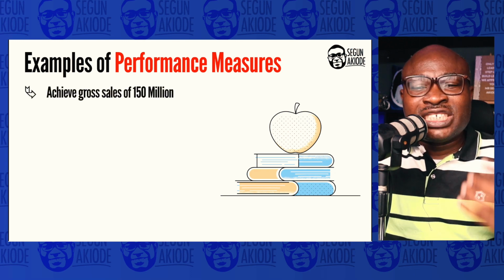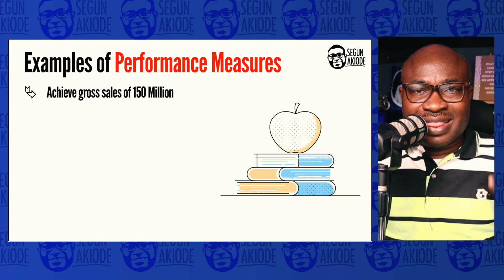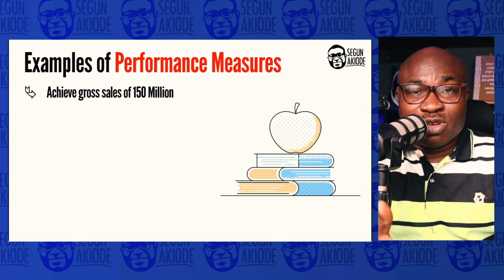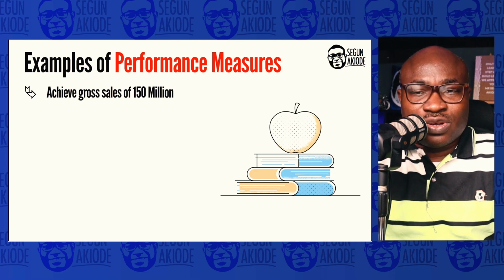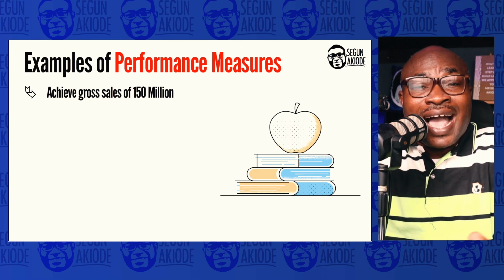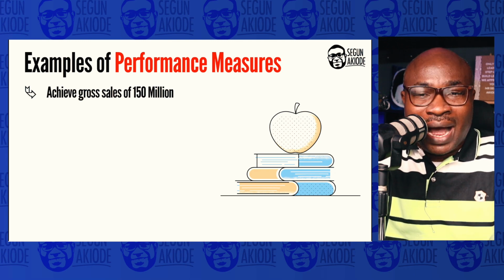Number 1, achieve gross sales of 150 million. That's been defined in terms of the amount or the quantity that must be achieved. It's a sales figure. Achieve gross sales of 150 million. Then to make it more specific, you would add the time, maybe per quarter or per annual.